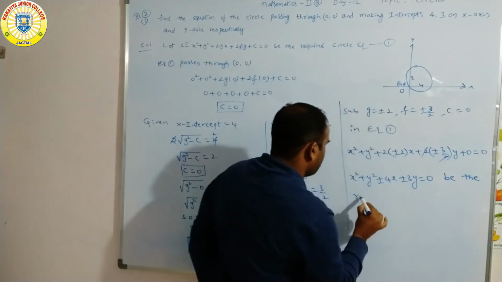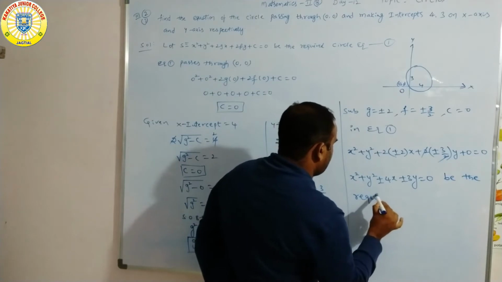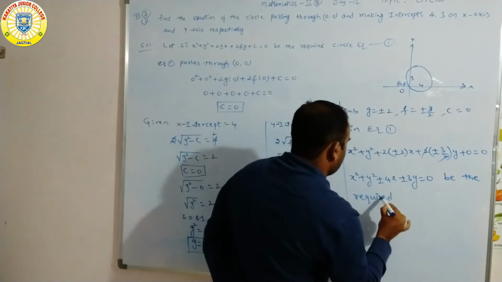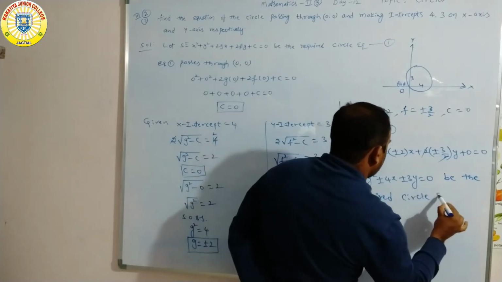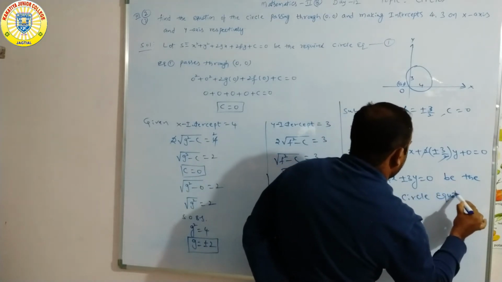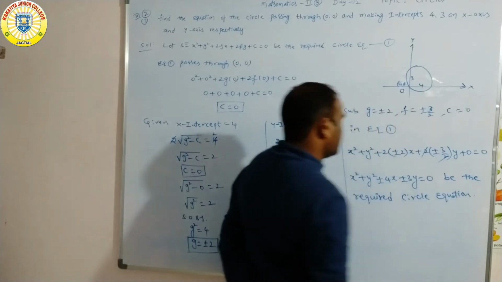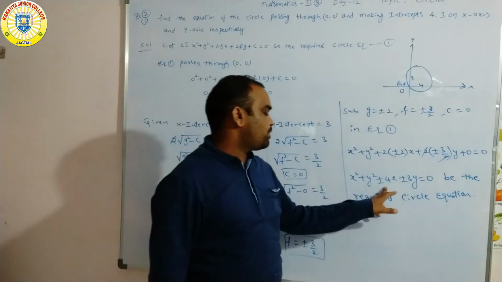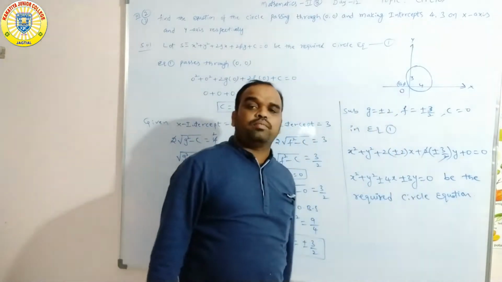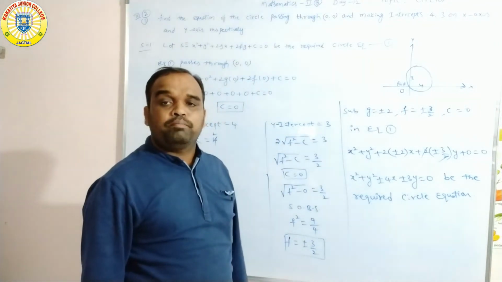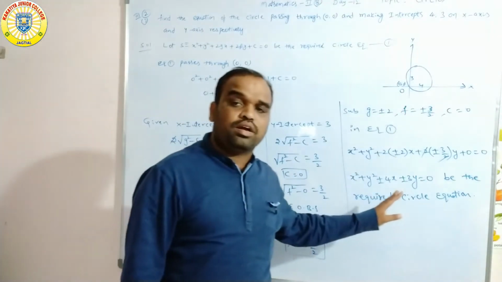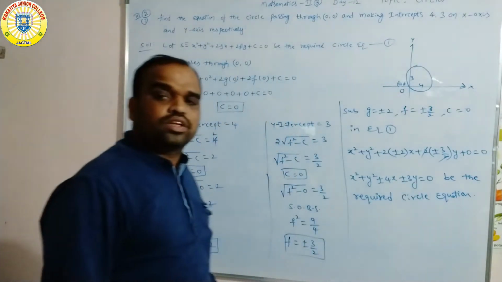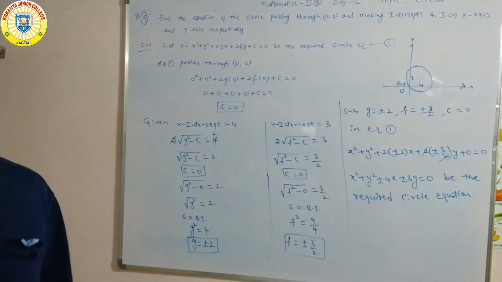Be the required circle equation. x square plus y square plus or minus 4x plus or minus 3y is equal to 0 be the required circle equation. Okay now? All of you note down this one first clearly.